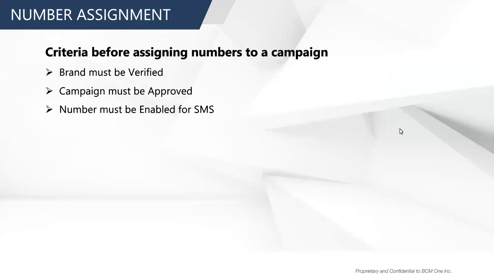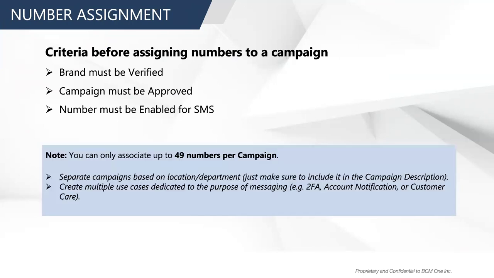And now for the final step in the 10DLC registration process, which is the number assignment. So the following criteria must be met before completing the last step. The brand must be verified, the campaign must be approved, and the number must be enabled for SMS. One thing to note about number assignment is that you can only associate up to 49 numbers per campaign.